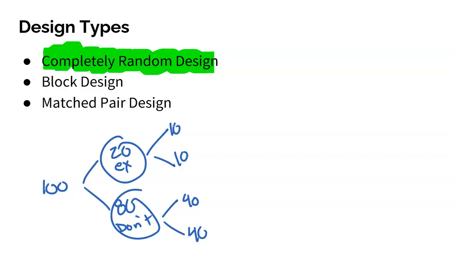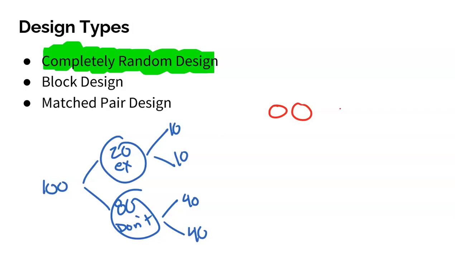Now, matched pair design would be when you say, wait a minute, there are far too many extraneous variables that I don't want to just leave up to randomness. I've got genetics, age, exercise, diet. So this is where you say, all right, I'm going to pair people together. So maybe I create a pair of Tom and Bill.